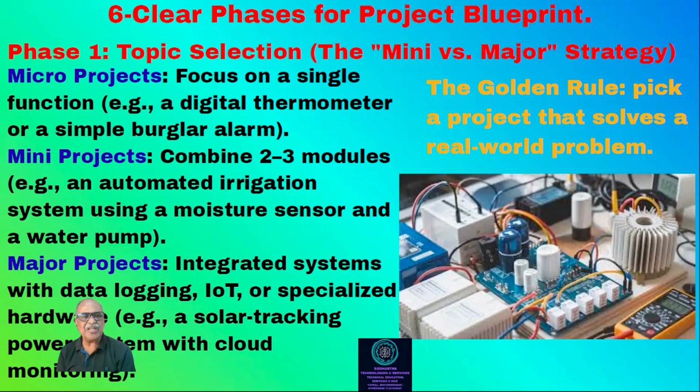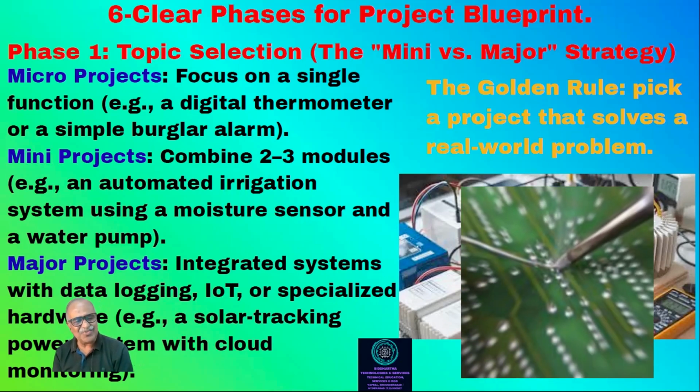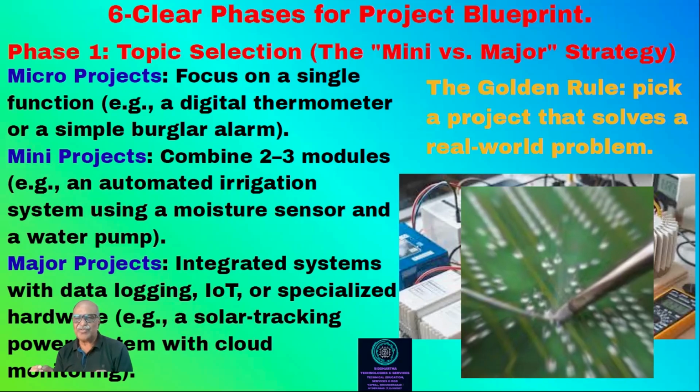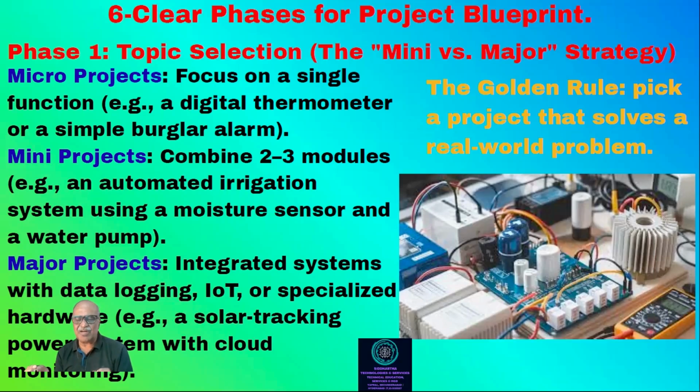And one more thing I will tell you, when you do a major project, please see that it is done on a PCB. That means the soldering has to be done on the PCB. One golden rule: pick a project that solves a real world problem. So these are the things which you have to remember in phase 1.